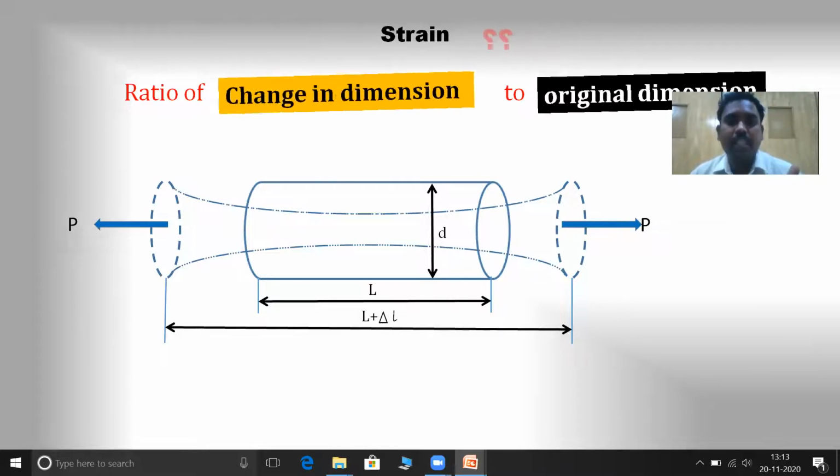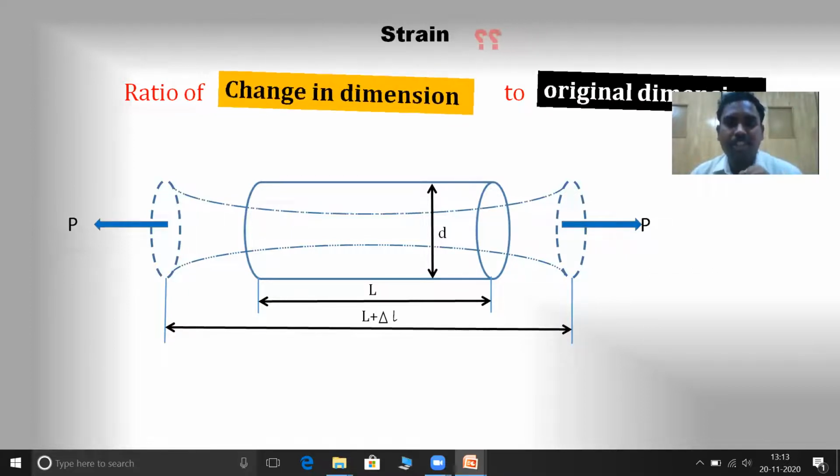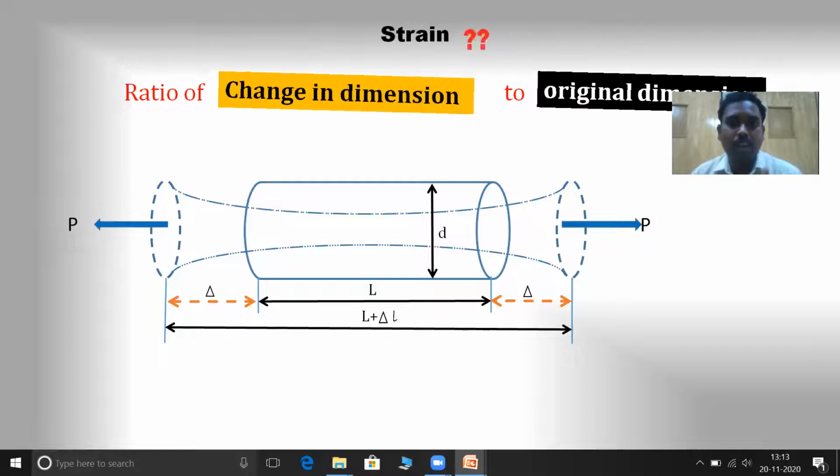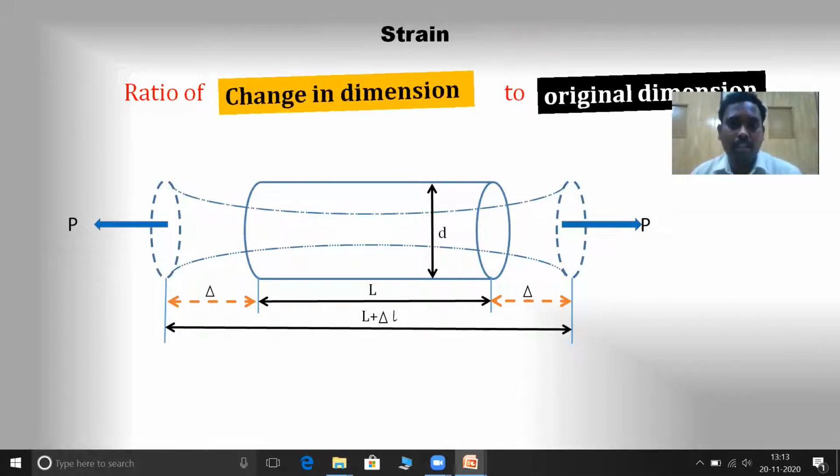We have measured the final length, that is L plus delta L. On clear observation, the cylindrical rod has increased its length on both the sides, left and right. It is represented with the help of an orange color arrow mark. So I have represented that as delta. That is the change that has happened to the original shape.